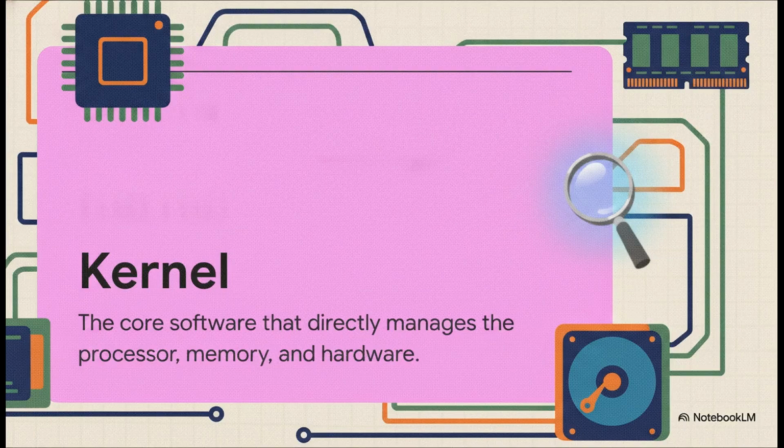His community built some amazing free tools, but by 1990 they were missing one absolute deal-breaker: the kernel. As you can see defined here, the kernel is the absolute core software that directly talks to and manages the processor, memory, and hardware. Without a kernel, you just don't have an operating system.